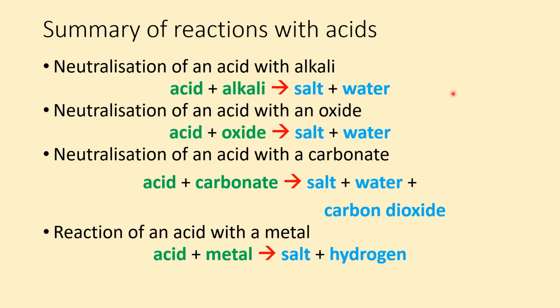So I would suggest, if I was trying to remember these for the first time, I would memorize that one. I would just say it to myself over and over and over again. And then I've got something that I can hang the other three off, right? So I've got acid plus alkali, arrow, salt plus water. And then I can remember that with an oxide, it's the same products. I've just got an oxide instead of an alkali. With a carbonate, I need to remember that I've got carbon dioxide as well. And with a metal, I need to remember that one's a bit funny. We've got hydrogen gas being produced instead of water.